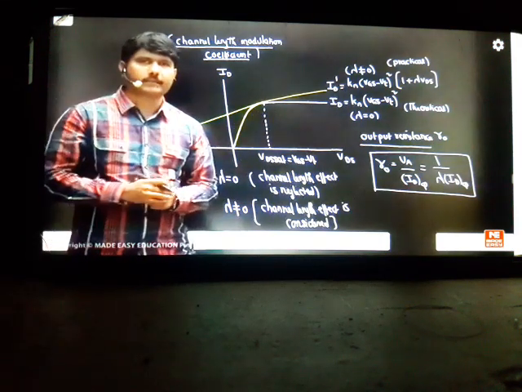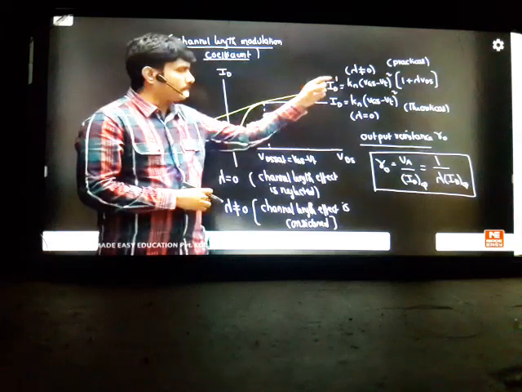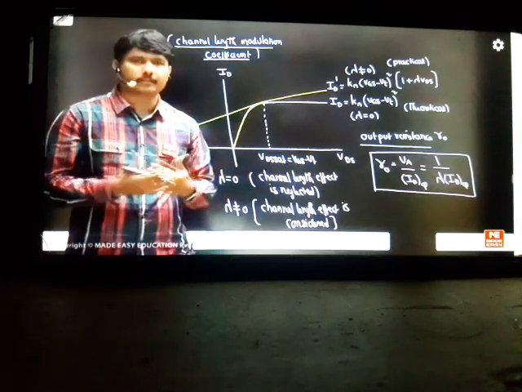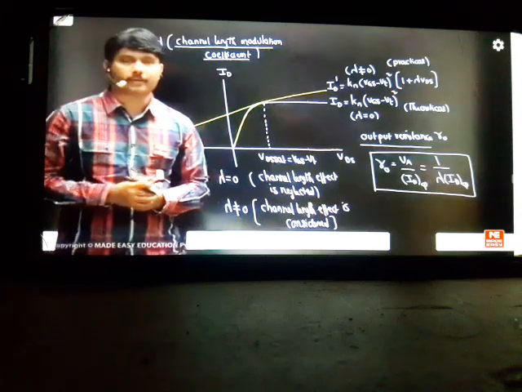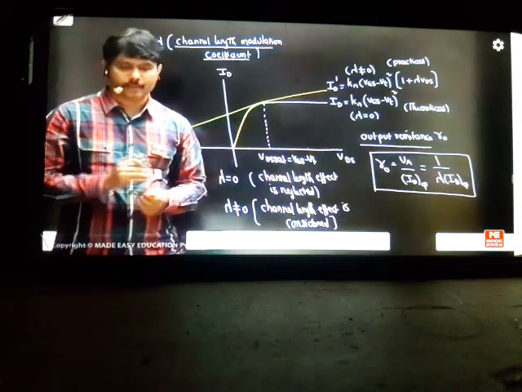If lambda not equal to 0 is said in future classes, you should think that we have to develop this concept. We have to consider 1 plus lambda into VDS and do the problems. At that time, R naught will not be 0, R naught will not be infinite, it will have some value. R naught will generally come in mega ohms. Okay?